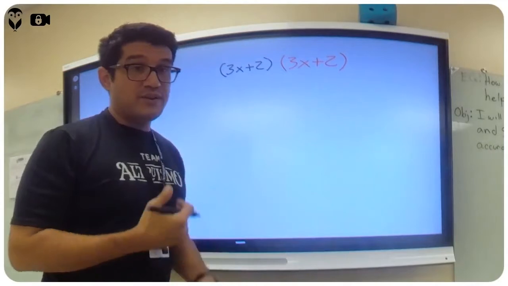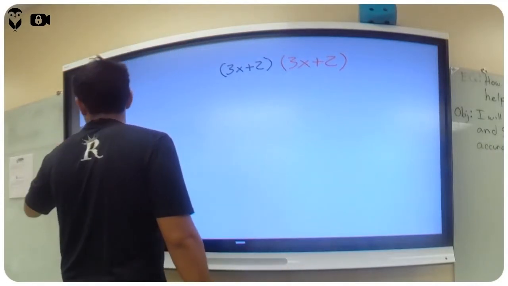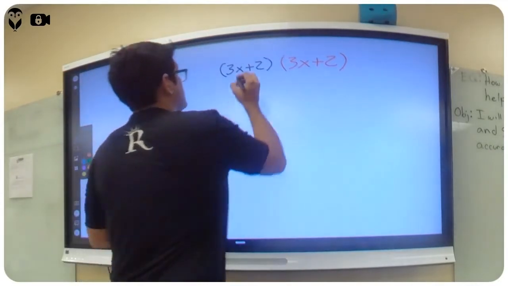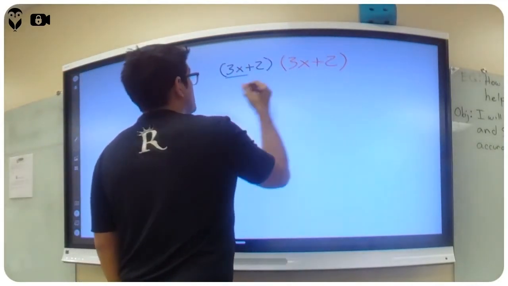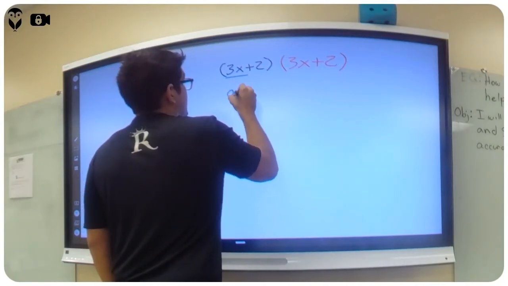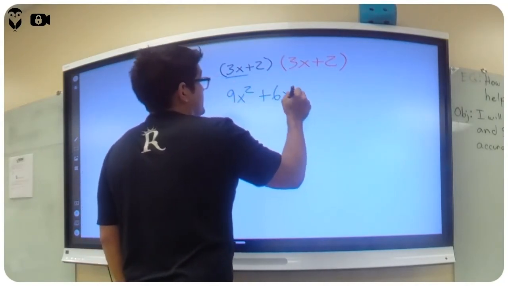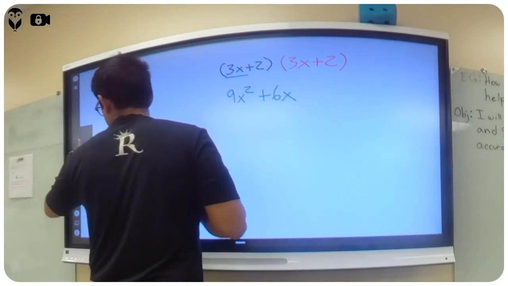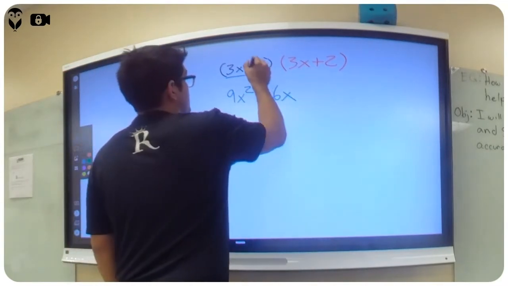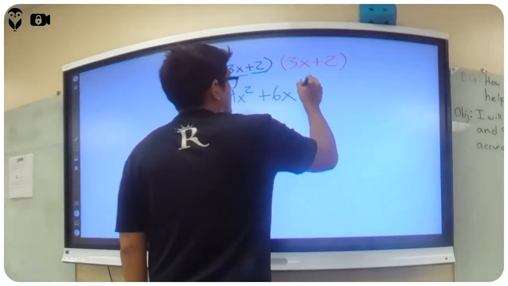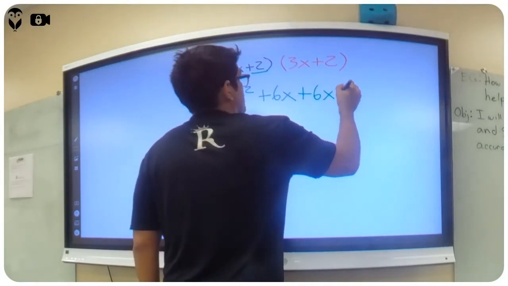So now we just follow the same rule we just did, okay? So now it's just 3x times everything over here, which is going to give me 9x squared plus 6x. Then the next one's going to be 2 times everything here. So it's going to be 6x plus 4.